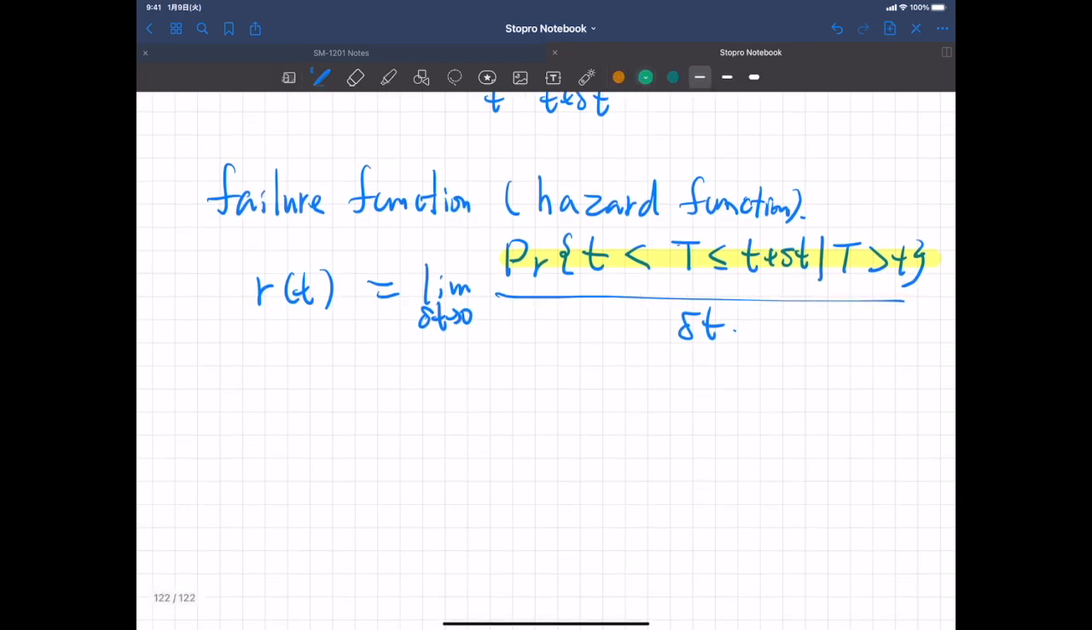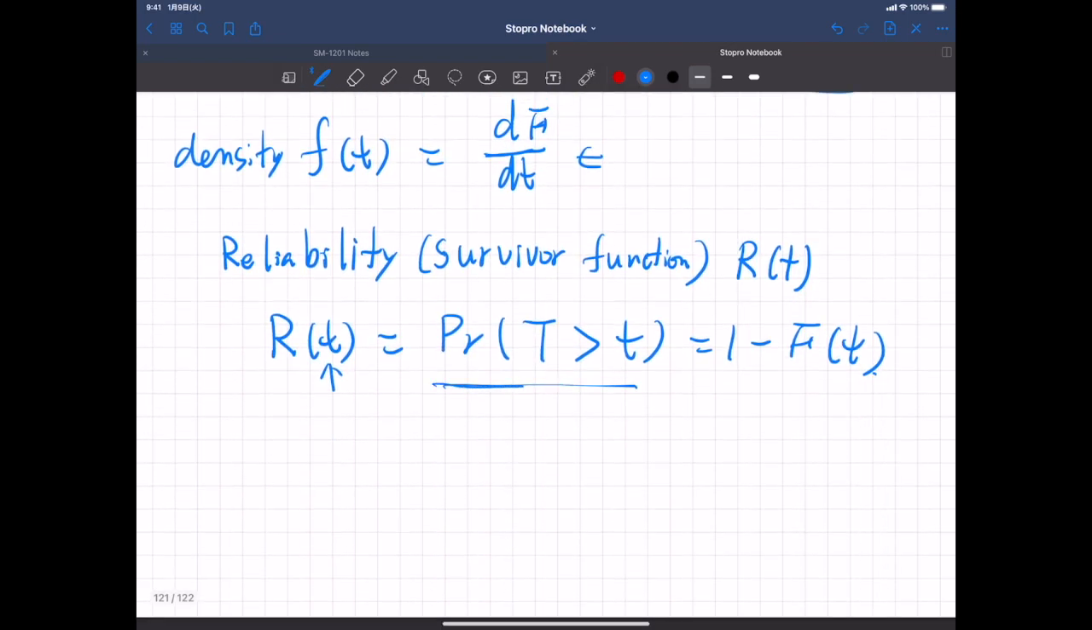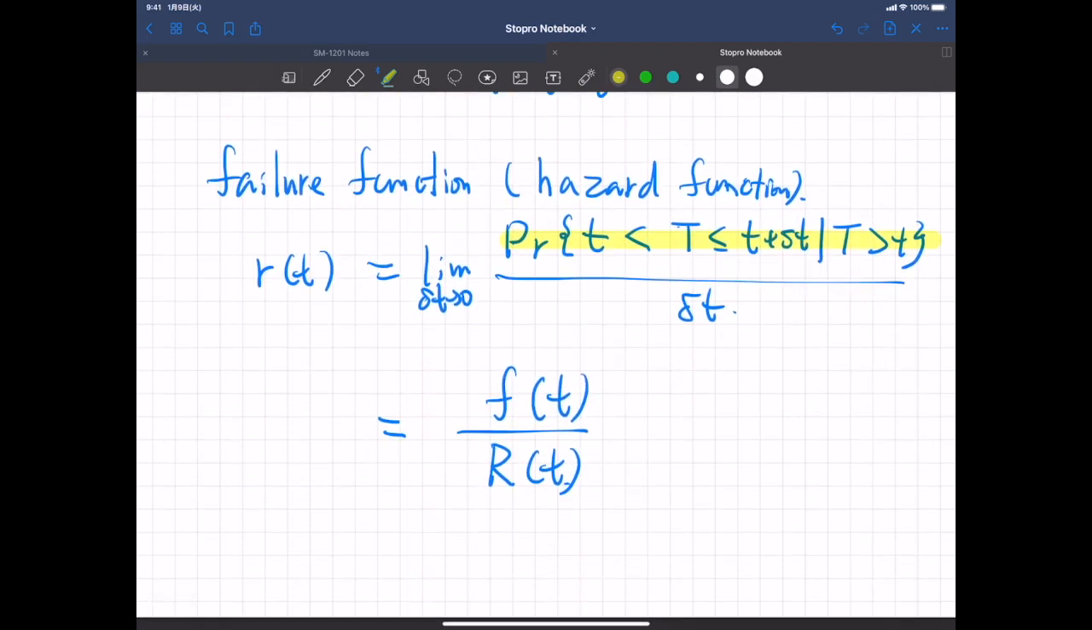So by comparing this, you should notice that this failure function is actually given by this expression: the density function over the reliability function. Okay, and the definition of the reliability was this. Look at this part. This is the conditional part in the failure function. So if you remember the definition of the conditional probability in general, then this should be an immediate result.